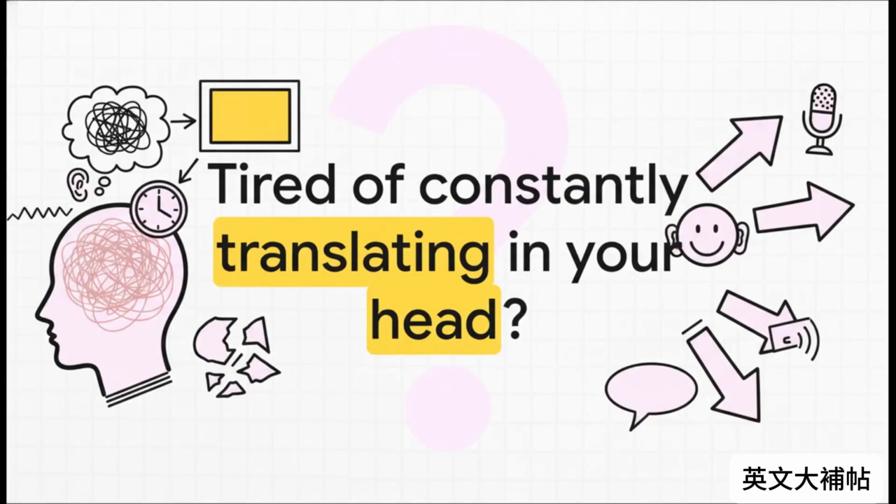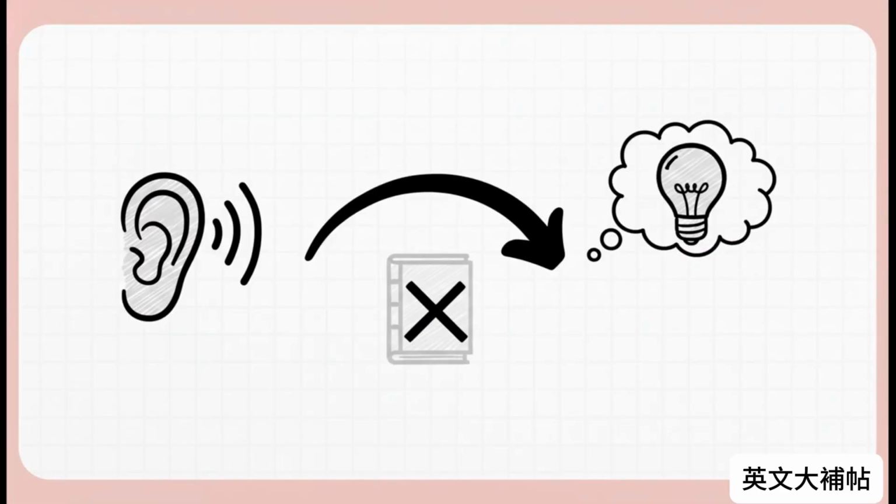Sound familiar? You hear someone speaking English and bam, your brain immediately starts trying to translate it. That little delay, that pause, it means you're always playing catch-up in a conversation. It's probably one of the biggest roadblocks to feeling truly fluent, but it's one we can absolutely break down. But what if you could just skip that whole translation step? What if you could forge a direct connection between the English sounds you hear and what they actually mean? Well, we're about to dive into a powerful three-part method designed to do exactly that.